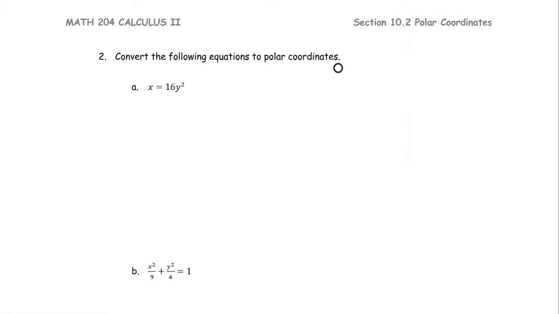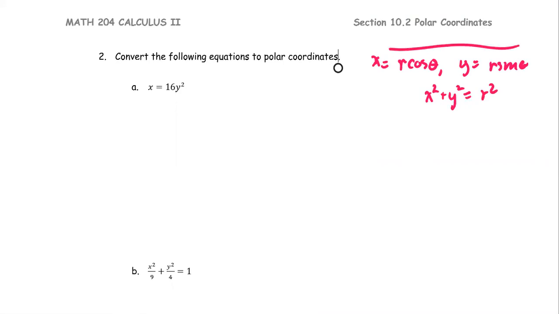Next part, we are going to convert the equation in the Cartesian system into the polar coordinate equation. We recall x is r times cosine theta, y is r times sine theta, and x squared plus y squared is r squared. Let's set them aside so we can use them as appropriate. Part A, x equals 16 times y squared. So x will be replaced with r times cosine theta equals 16.